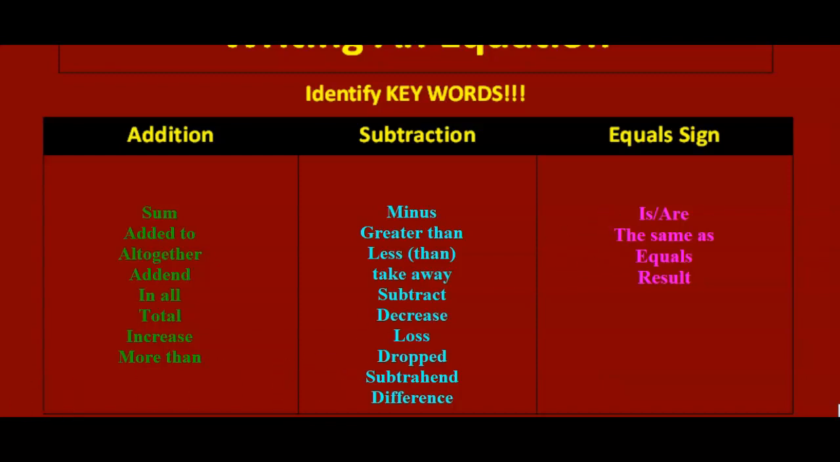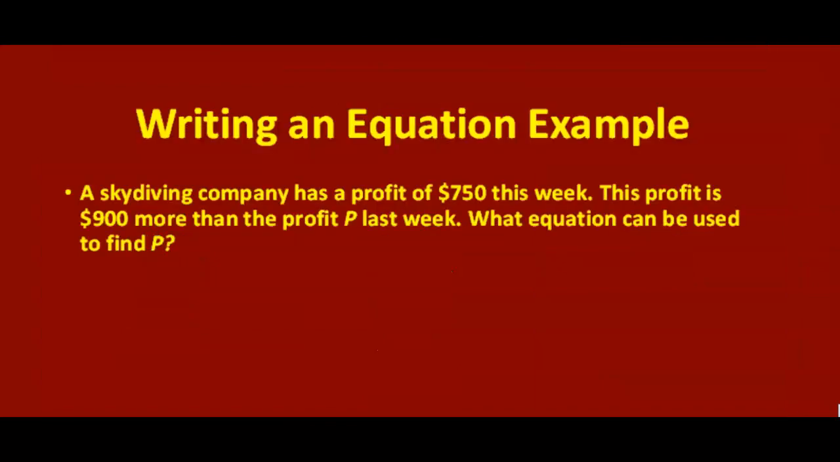For your equal sign, there is the word is, that's the one that's generally used, or are. The same as, so is the same as, again, we're using that word is too. Equals, that's the obvious one, right? And then a result. So results in, that's also implying that there's an equal sign there. Okay. All right, so let's throw this into an example here and try it out.